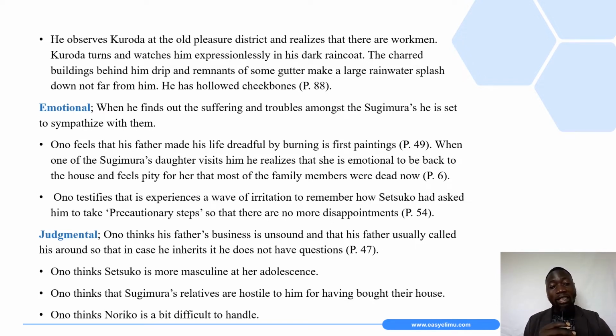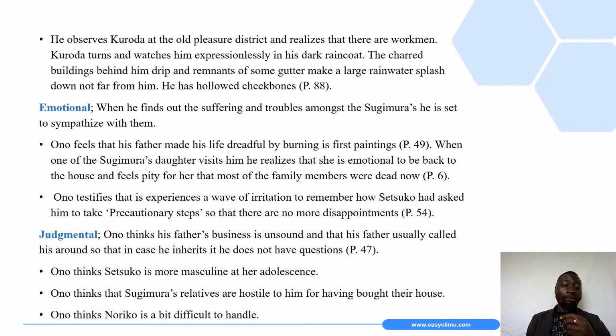Another character trait that is also important to note is that Ono is judgmental. He thinks his father's business is unsound and that his father usually called him around so that in case he inherits it, he does not have questions. Ono also thinks that Setsuko is more masculine at her adolescence, and he also thinks that Sugimura's relatives are hostile to him for having bought their house.